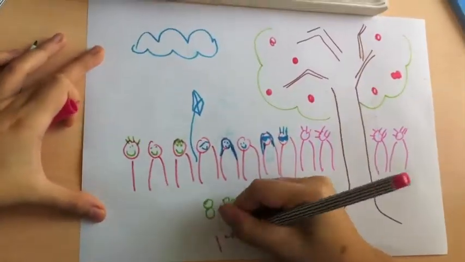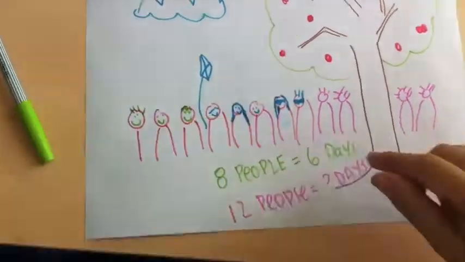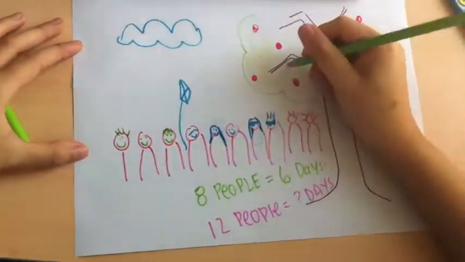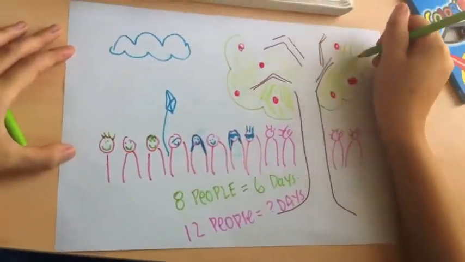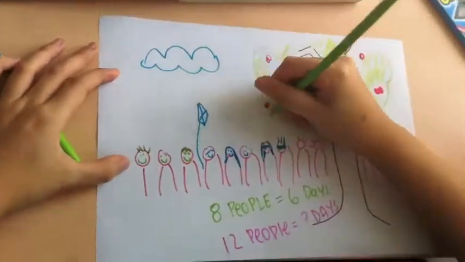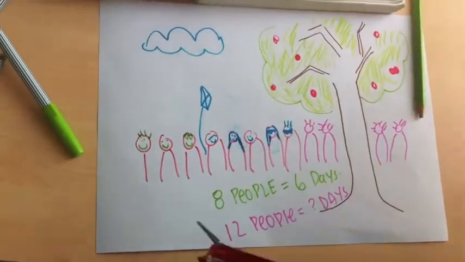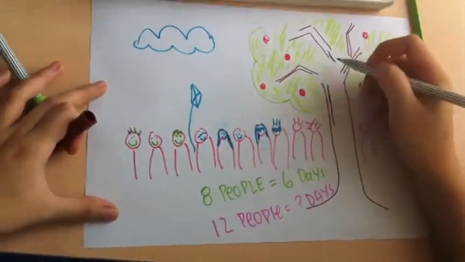And then there's 4 more people. So there's 12 people now. So how long would it take? Work it out. No, actually I'm kidding. We're going to work it out for you. So Han's getting her pencils and drawing the tree again.